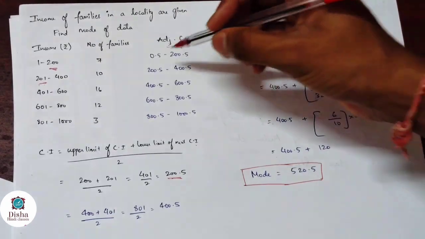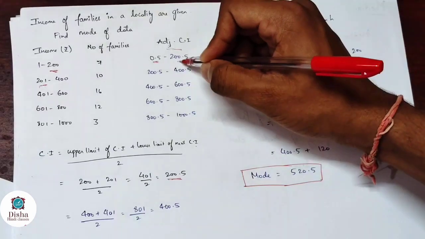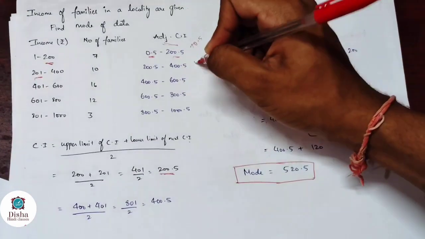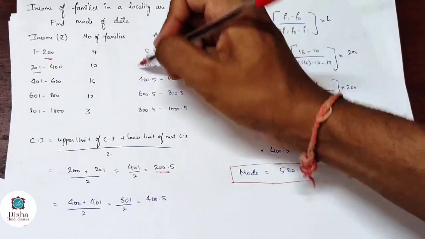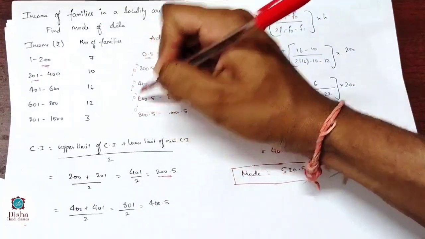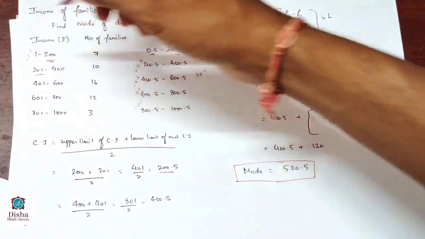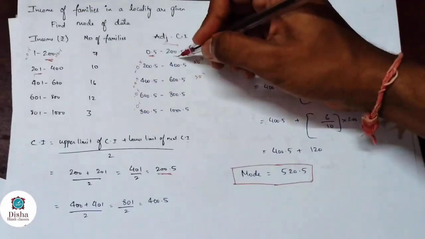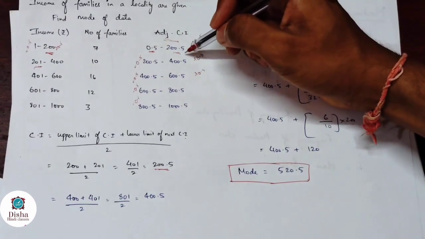So where did this 0.5 come from? Here we are adding 0.5 to every upper limit of the class interval. In the same way, in the lower limit we are subtracting 0.5. So 1 minus 0.5 gives us 0.5, and 200 plus 0.5 gives us 200.5. So this is the way we find the adjusted class intervals for the inclusive class intervals.